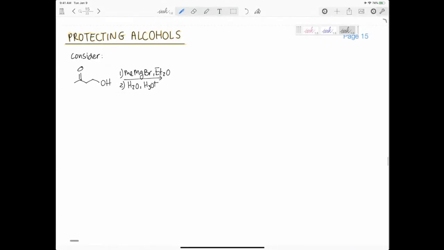It will be the same. There's no reaction, right? As we talked about, because of this alcohol here. So what we have to do is to protect it. We need to protect the alcohol before conducting a Grignard reaction.